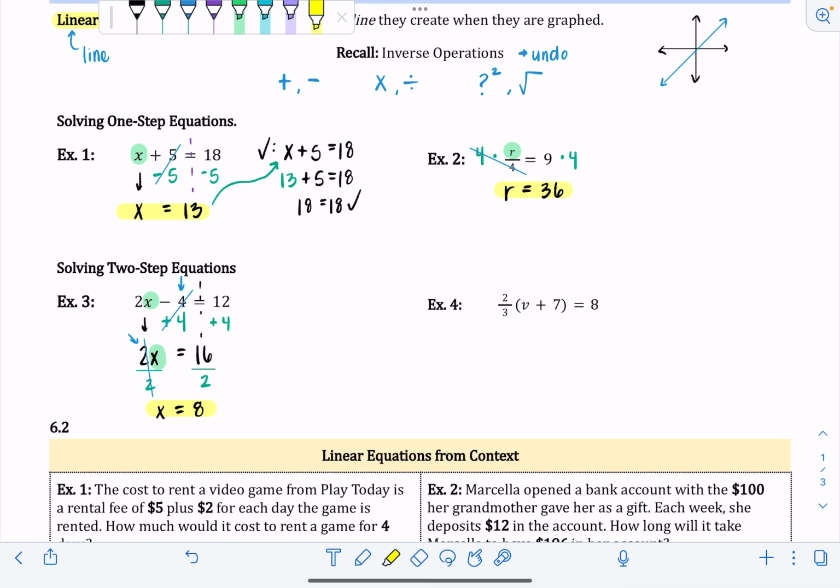And then same idea, if you needed to check your answer, you could just put the 8 back in for x and then see if both sides of the equation equal each other, just like we did up here.